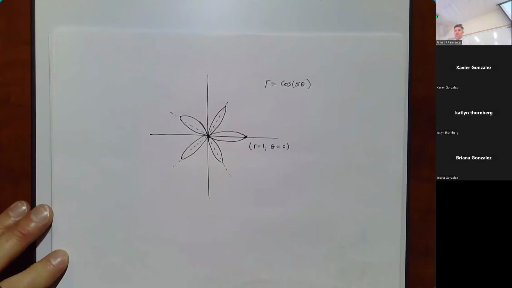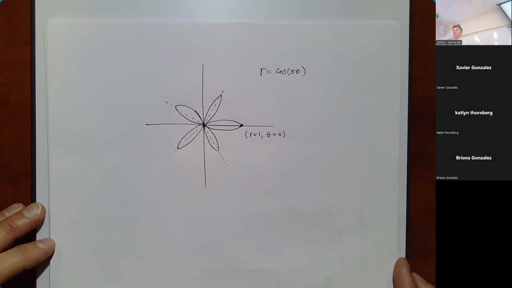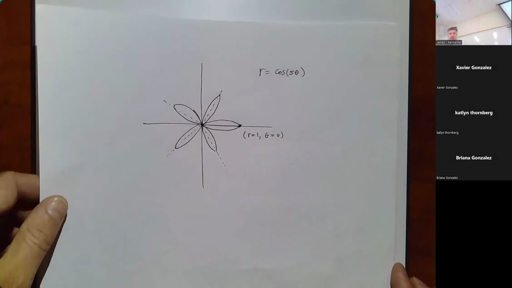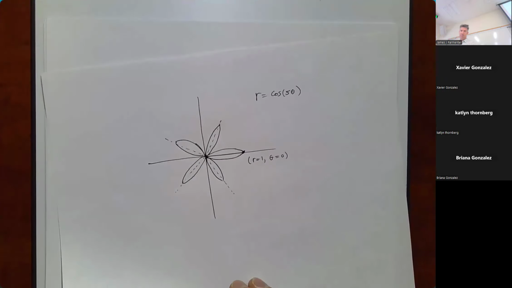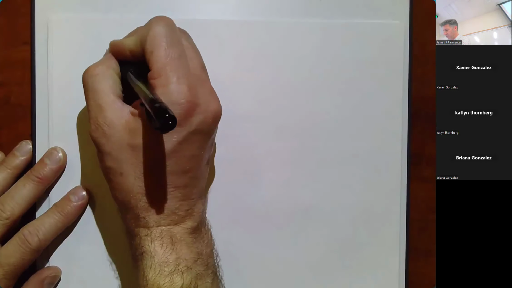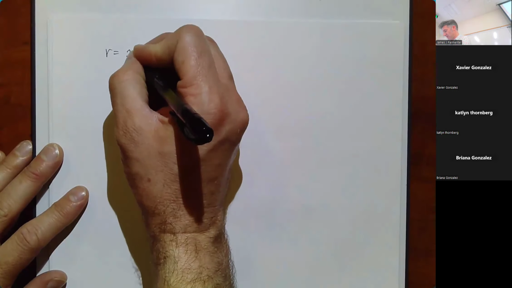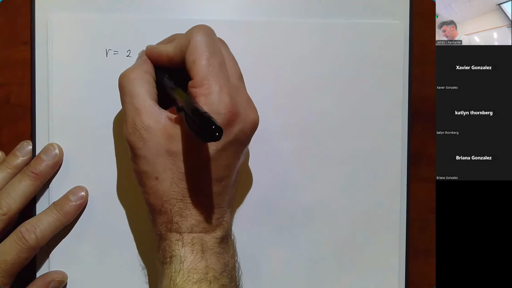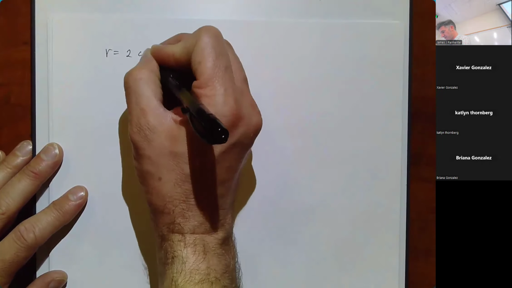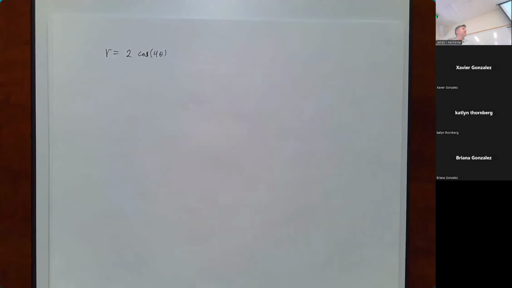Okay, 2 more. So here's where things get really weird. Maybe not. So if I was going to graph r equal to 2, not 2, but sure, why not, 2 cosine of 4 theta. Also a rose. How many petals would you guess it would have? It's like, clearly he's setting us up to be wrong, which I am, but go ahead and guess anyway.